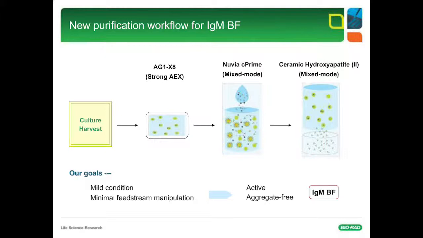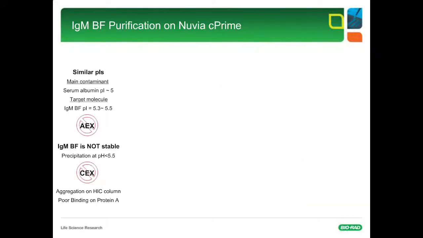DNA and other DNA binding molecules such as histones. And then we use NuVH-C prime to remove the bulk of impurities. You will see that on the gel later. And at the end, we use ceramic hydroxyapatite as the final polishing step to further take care of DNA contaminants. So the main contaminant in this IgM expression system is the serum albumin, which has a pI of 5, very close to the target molecule's pI.